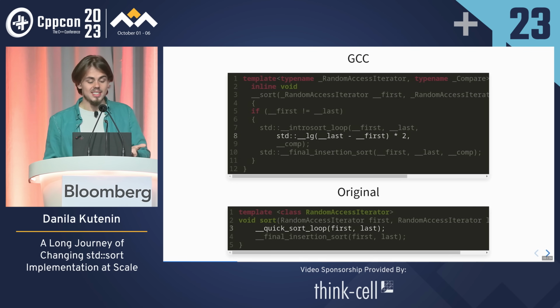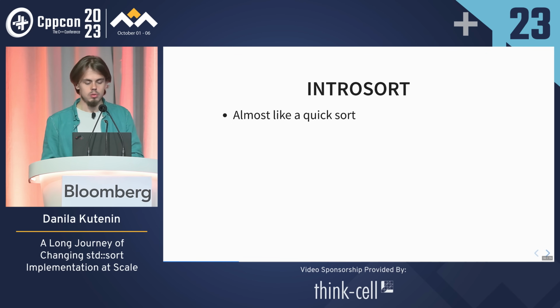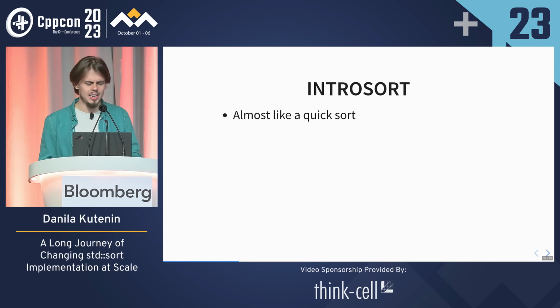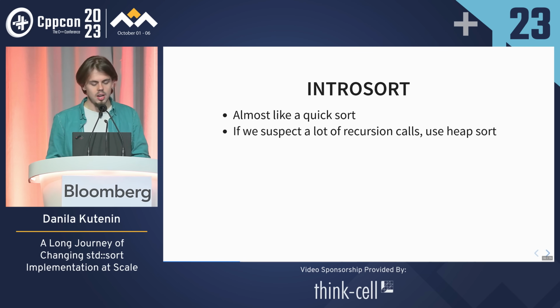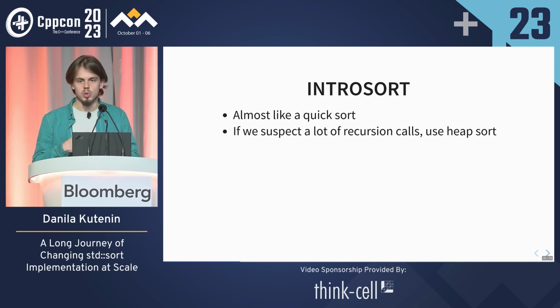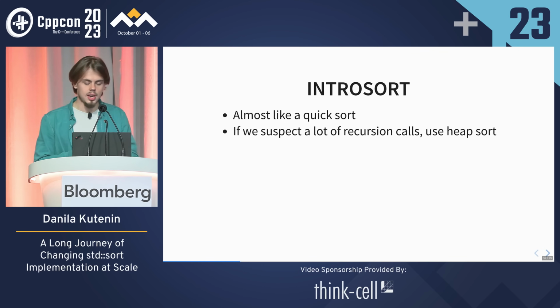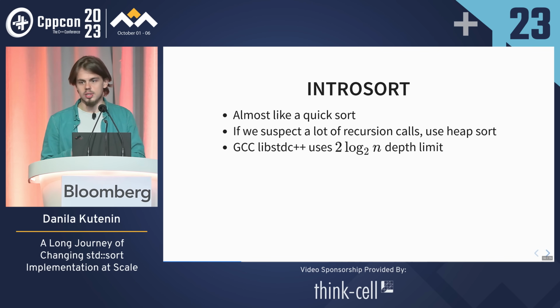So what does it mean? What does it actually do? This algorithm is called introsort. I have no idea when it was named like that, but whatever. It's almost like a quicksort, as you can see. It has almost the same arguments. And if we suspect a lot of recursion calls, so for example, we don't want to go quadratic, otherwise you will exhaust your stack. So in this case, just use heap sort. And this argument is what limits the number of layers you go deep into the recursion.